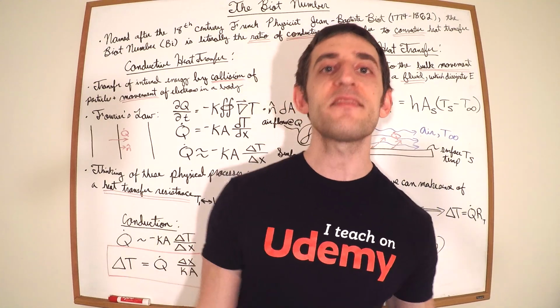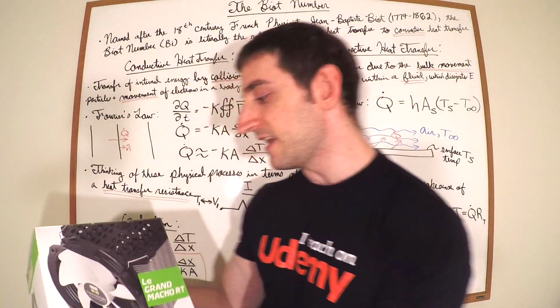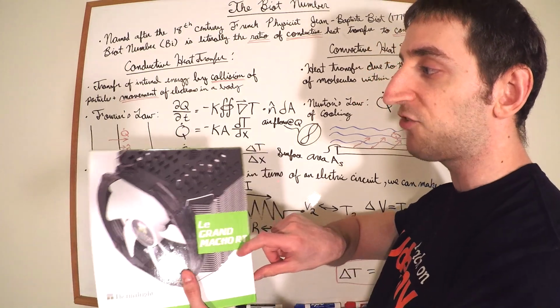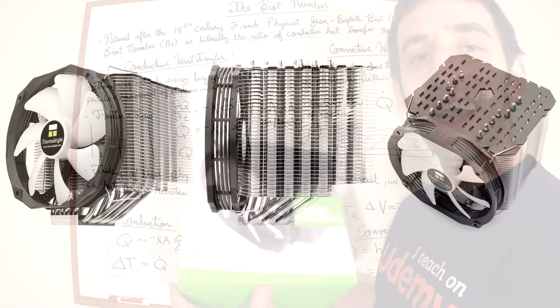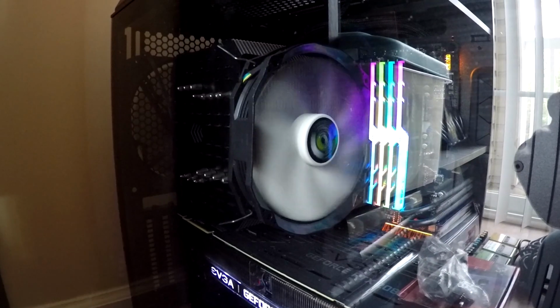So the heat sink I was actually using, this is not a product placement, is a pretty massive heat sink. It is the Legrand Macho RT, which is produced by Thermalright. I'm not going to take it outside of my PC. I can show you guys what it looks like inside of the PC while it's operating. This guy is massive.